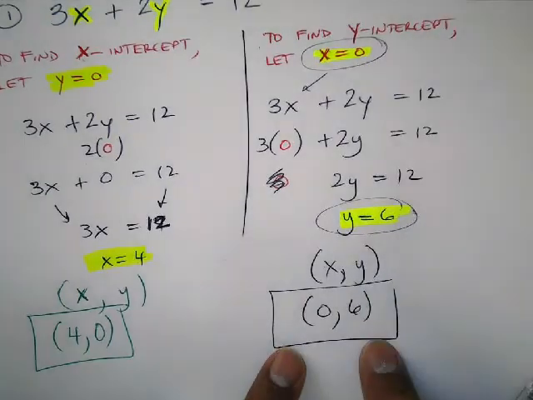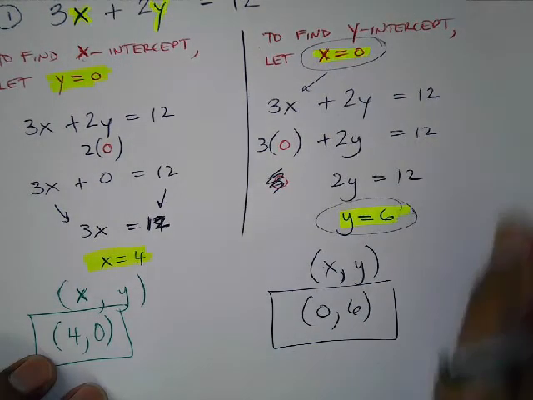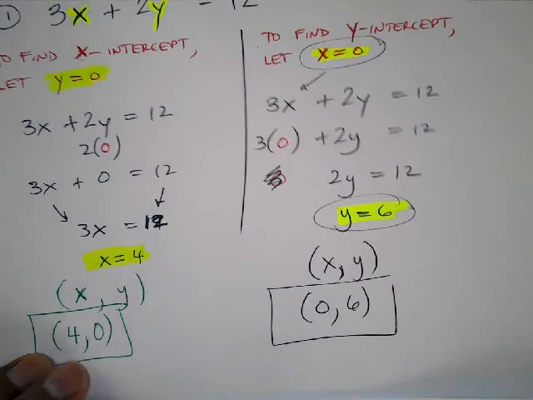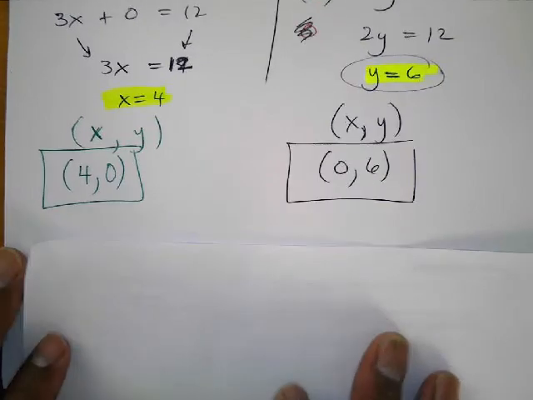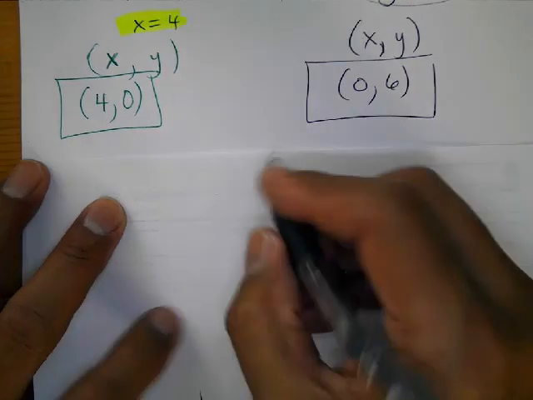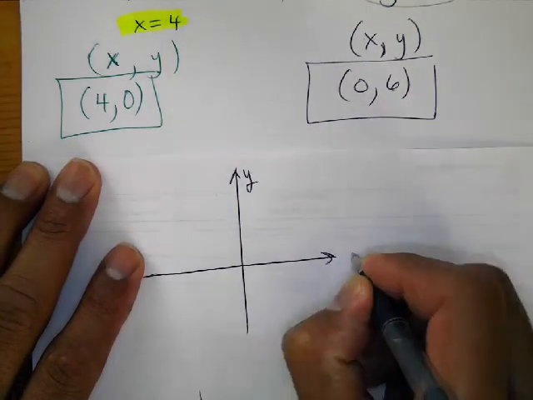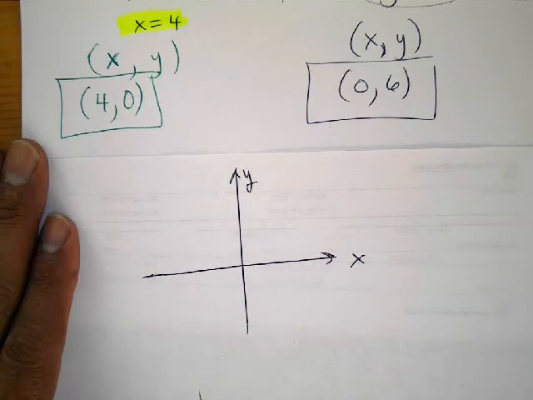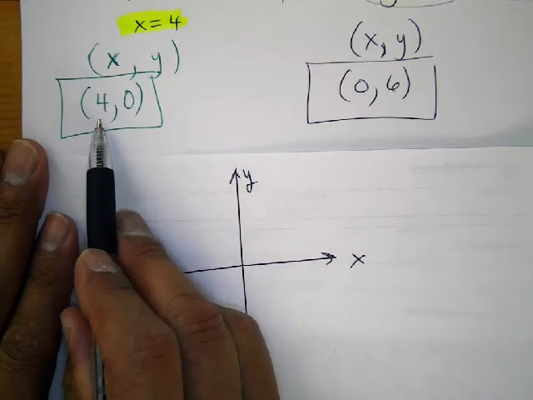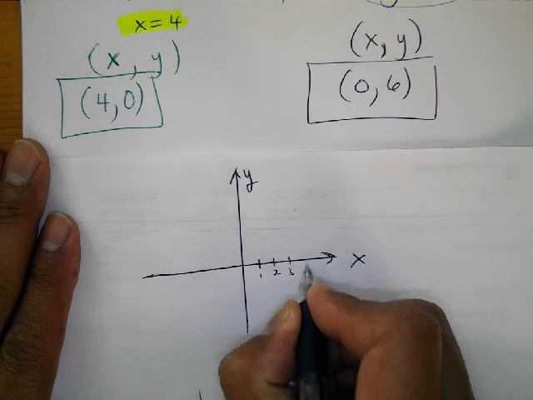Okay. These are your intercepts. Remember, this one's the x-intercept. This one's the y-intercept. Now what do you do with those? You plot those on a graph so you can sketch the line. Right? So now you kind of do a quick little graph. You don't need graph paper. You can do it by hand. You can do a quick little sketch like this.